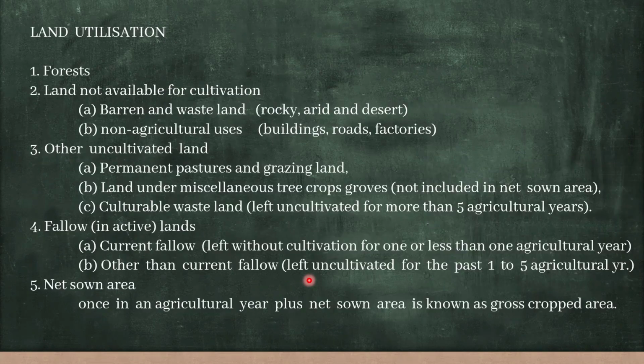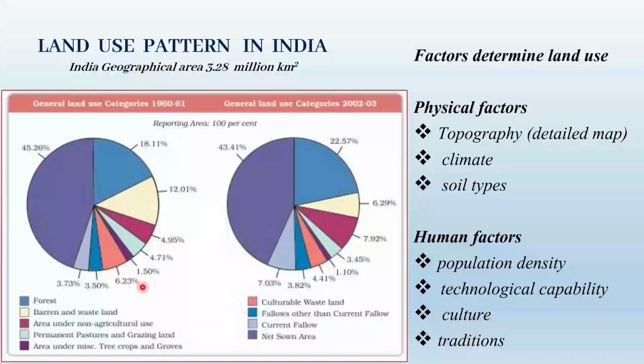First one, for purpose of forest. Second one is classified for non-cultivation, infrastructure development, and mountain and rocks occupy the part. Third one, other uncultivated land: grazing, pasturing and miscellaneous crop grown are in this list. If the land is left uncultivated for less than 1 year, it is called current fallow. If left uncultivated for 1 to 5 years, it is listed in other than current fallow. If more than 5 years, then we call it culturable wasteland. Last one is net sown area.